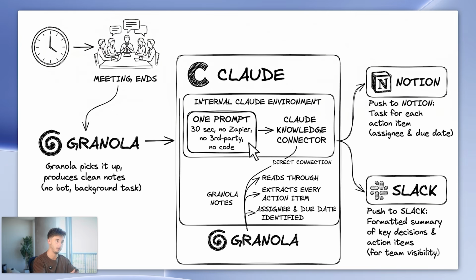Now, on top of that, it'll then push out to about 2 different places or however many you really need. So whether that's Notion, what I showed you earlier, where it's just going to create a task for each action item with the assignee and the due date. And then there's Slack as well, where it posts a formatted summary with the key decisions and action items. So your whole team is going to have the visibility. So you don't have to link this with n8n, Zapier, any third-party tools. It's all no code. Everything happens inside of Claude. Let me show you how to do it.